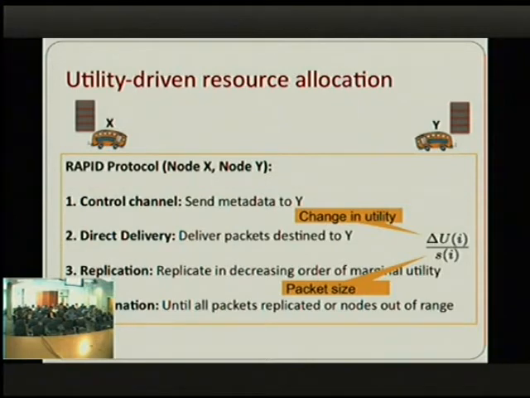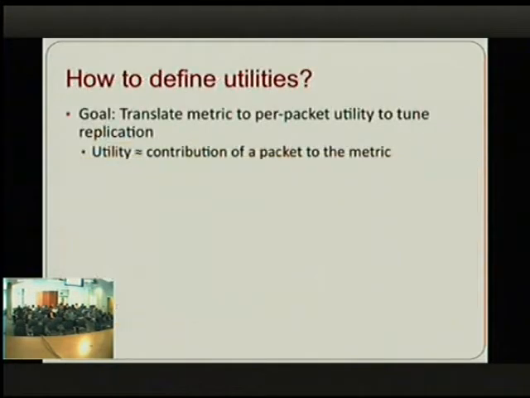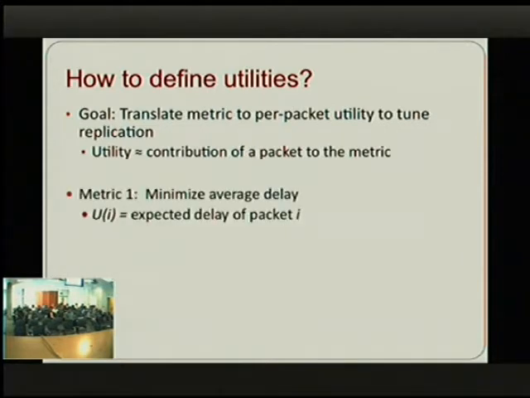So this is how RAPID works, but the main question is how do you define these utilities and how do you estimate increase in utility? So our goal, remember, was to translate the routing metric to a per packet utility function. And so we loosely define utility as the contribution of a packet to the metric. So for example, if your metric was minimize average delay, then the utility is the expected delay of the packet.